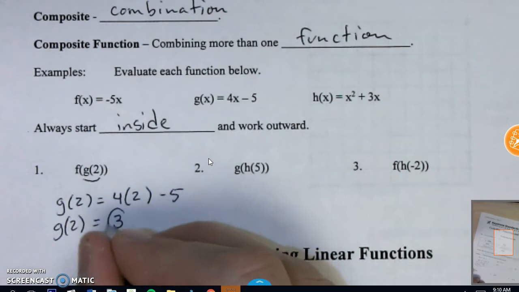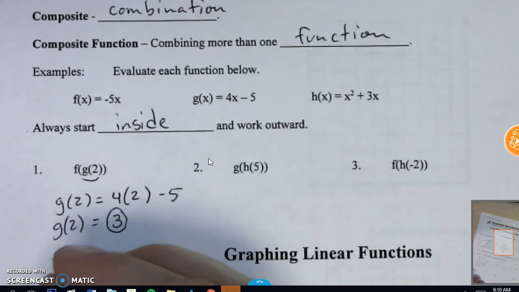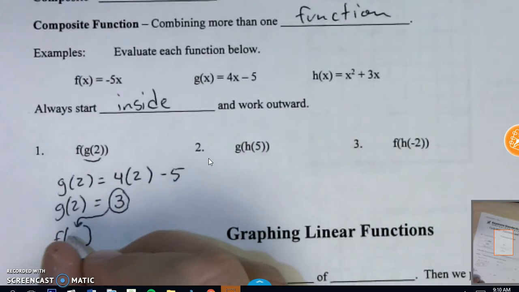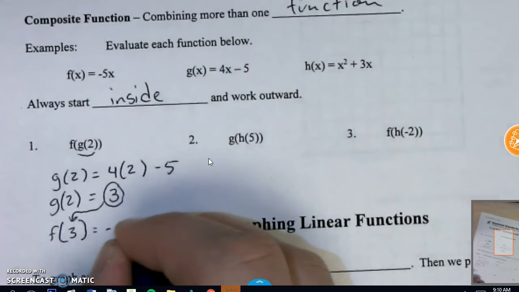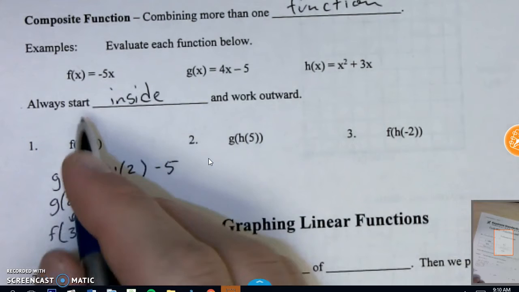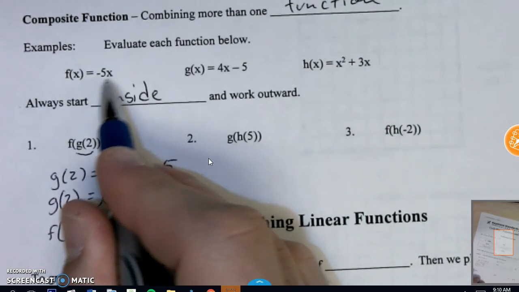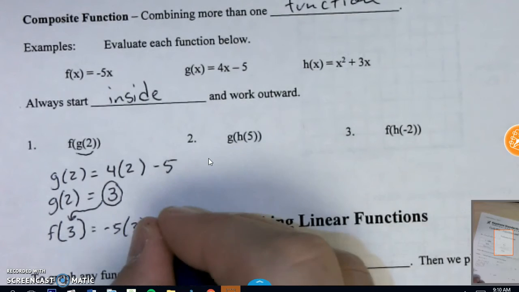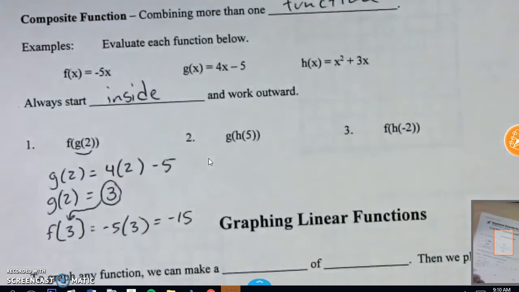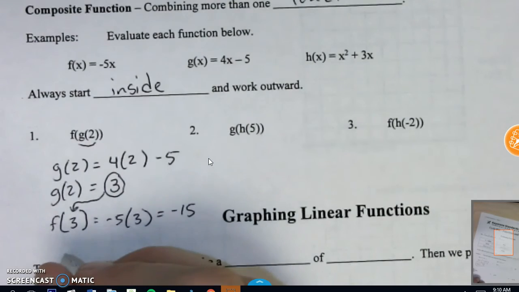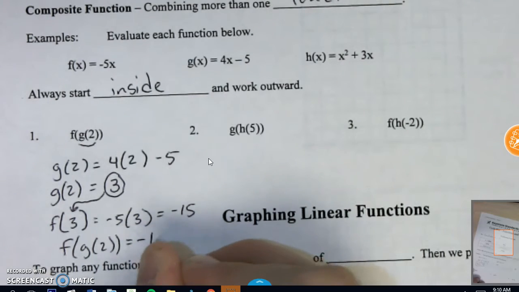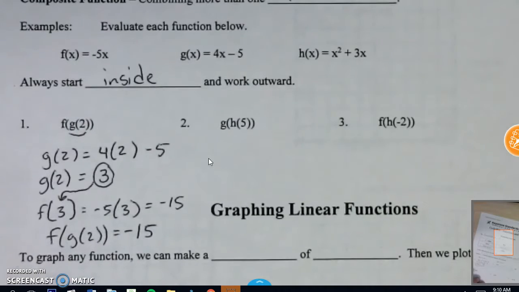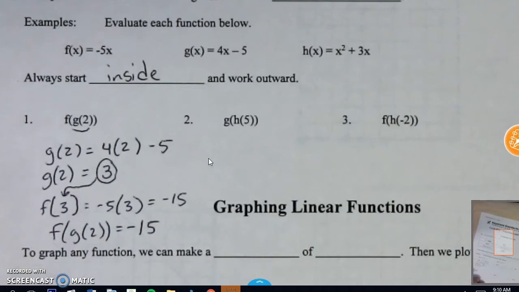So I'm going to take this now, and this is my new input value for my f function. So I'm going to take this 3, and I'm going to plug it into my f. So now I evaluate f of 3. F of 3 is negative 5 times 3. Okay, I'm going to take whatever my f function is, which is negative 5x. I'm going to multiply by 3, and I end up getting negative 15. So my final solution is f of g of 2 is equal to negative 15. And that's my function. Okay.